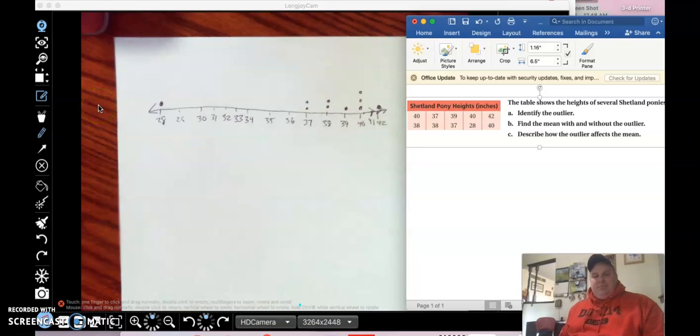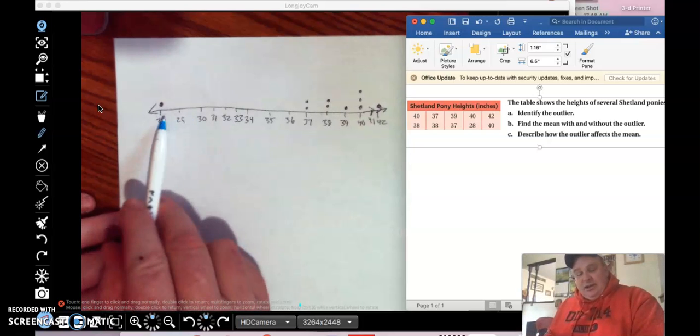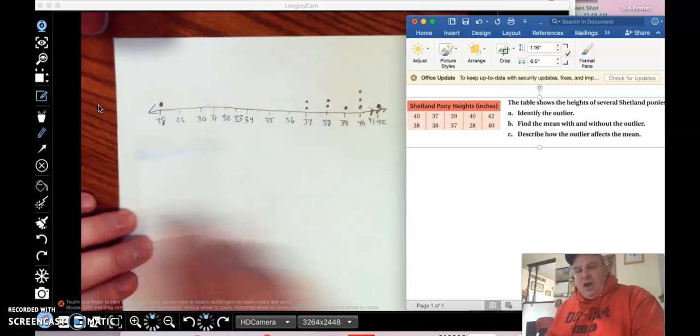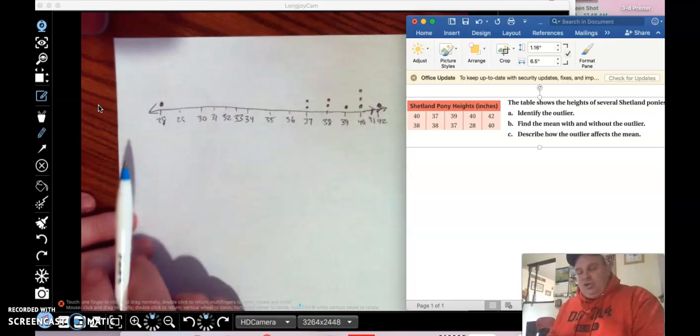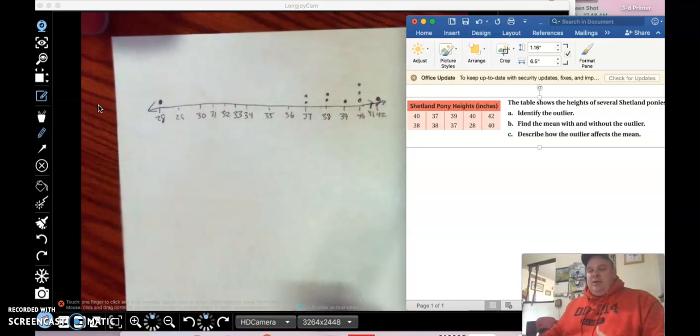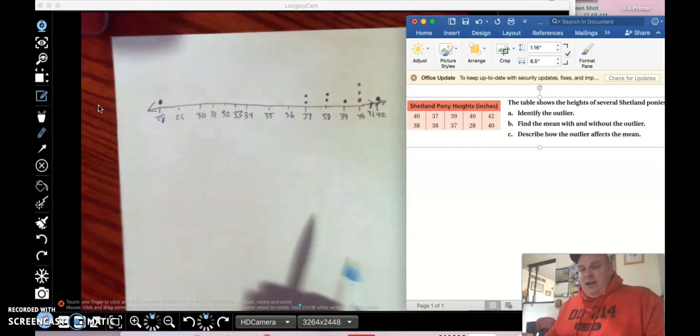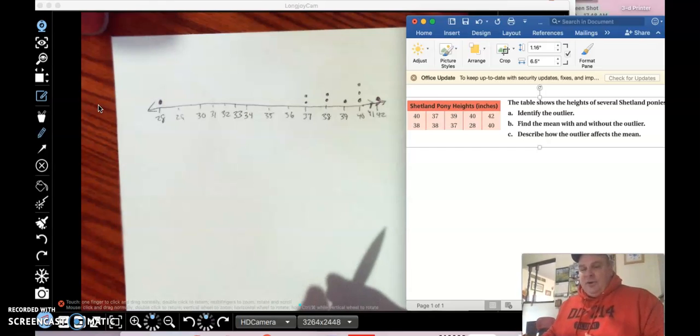Okay, making my dot plot, I see that 28 is an outlier. That's the biggest oddball there. That's throwing everything off. So what it wants us to do is show what that outlier does to affect our data. Let's go ahead and figure out the mean of our data, including our outlier first.